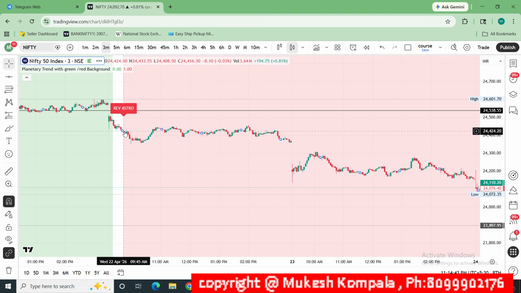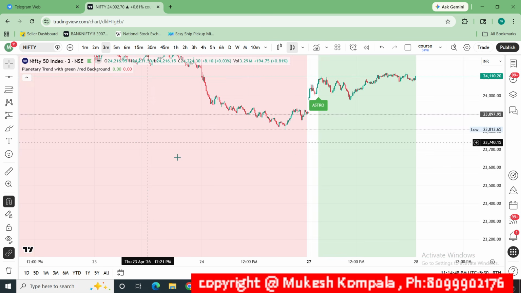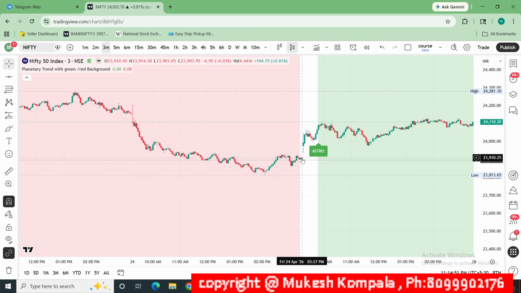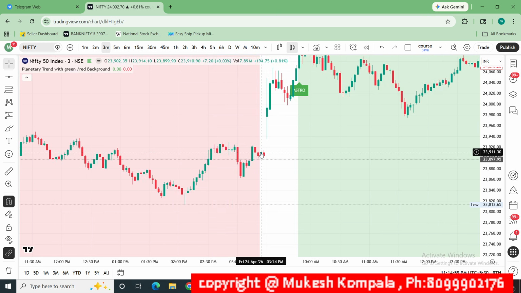Just now entry was at 24,430, and you can see the continuation of red. Before the trend change it gives the white background, so you have to book profit there. Clear? White background means profit booking area. In this white background no new trades will be available. You don't have to take new trades in the white background.